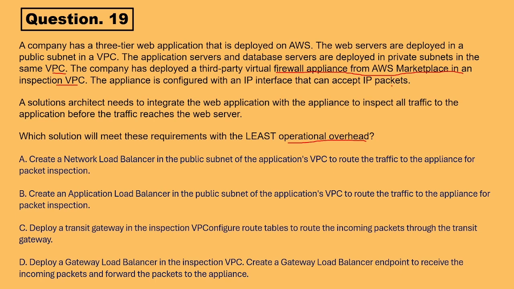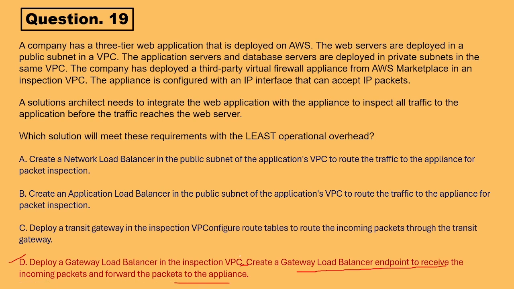Okay, now let me reveal the correct answer. The correct answer here will be option D, because this is the option that will meet the requirement with the least operational overhead. Deploy a gateway load balancer in the inspection VPC. Create a gateway load balancer endpoint to receive incoming requests and forward the packets to the appliance.